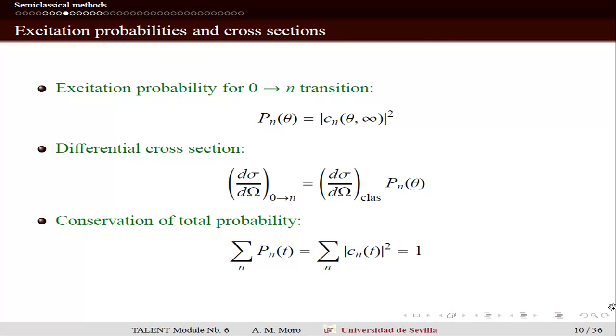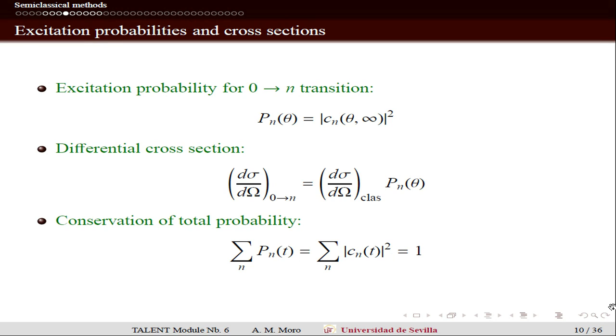Okay, so imagine that we have already solved the system of coupled equations. So now we have these quantities, this C. We defined what is called the excitation probability as the square of this factor for t equal infinity. These C factors, remember, depend on time. So at each time, it gives us the population of the different states. So we can define some probabilities, an excitation probability, for each instant.